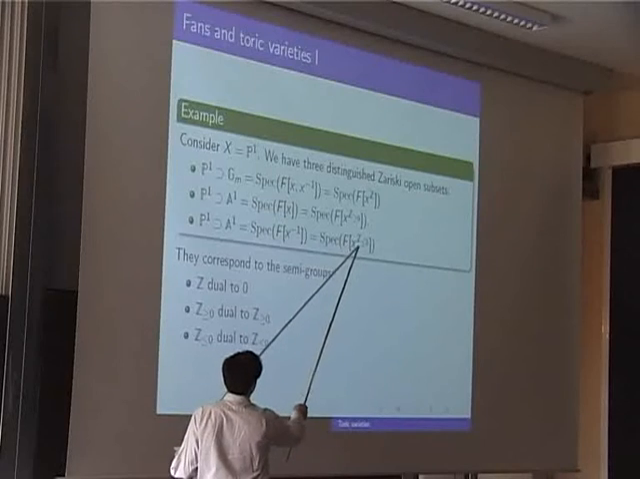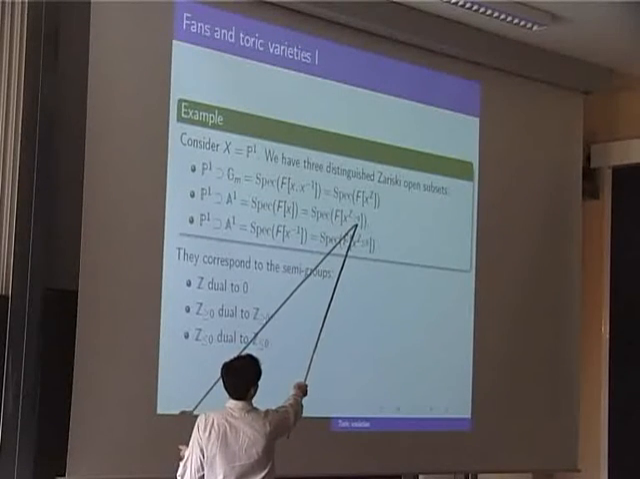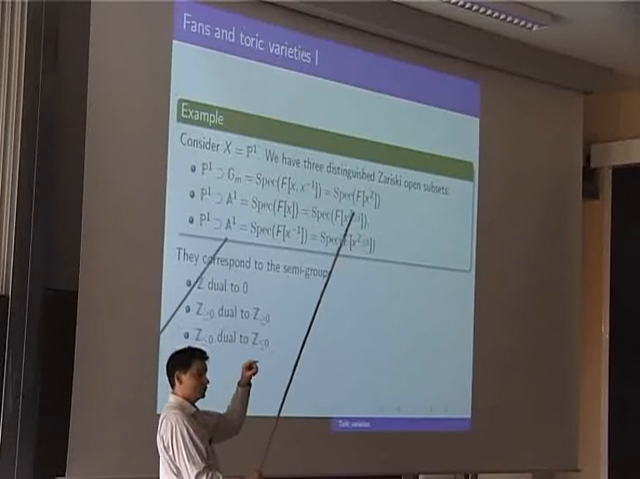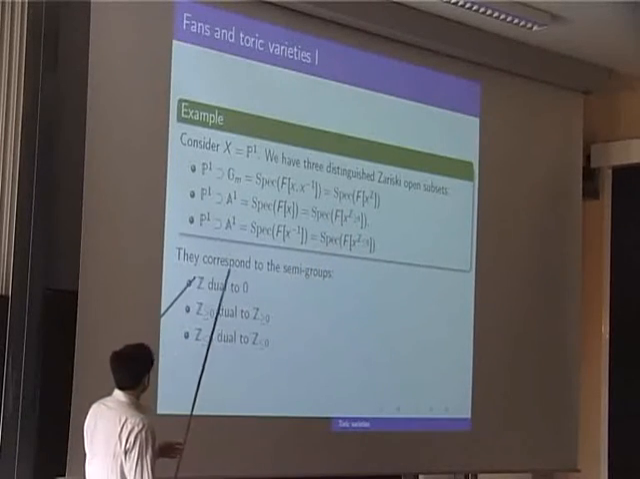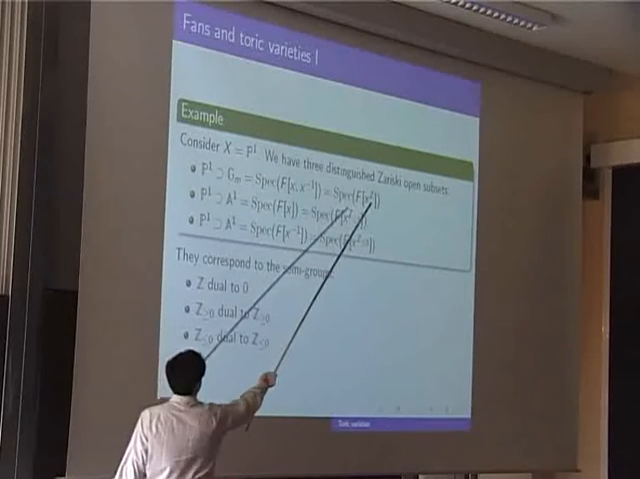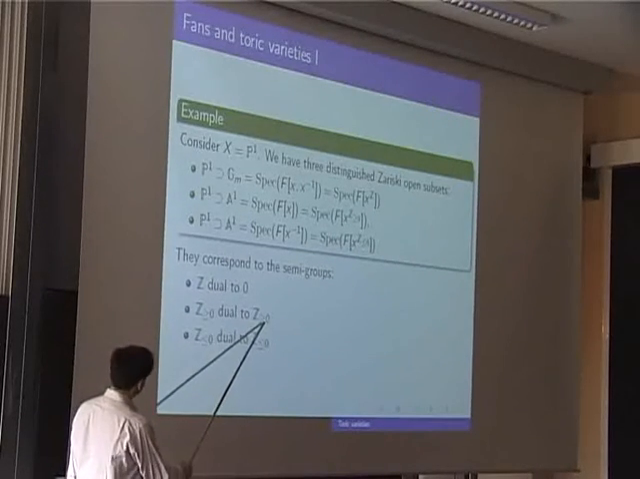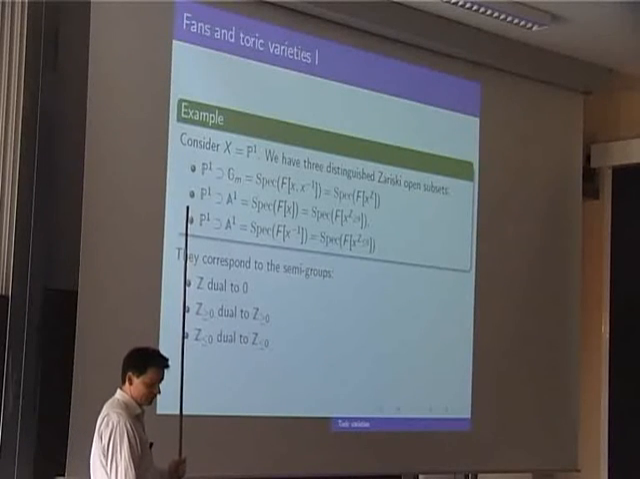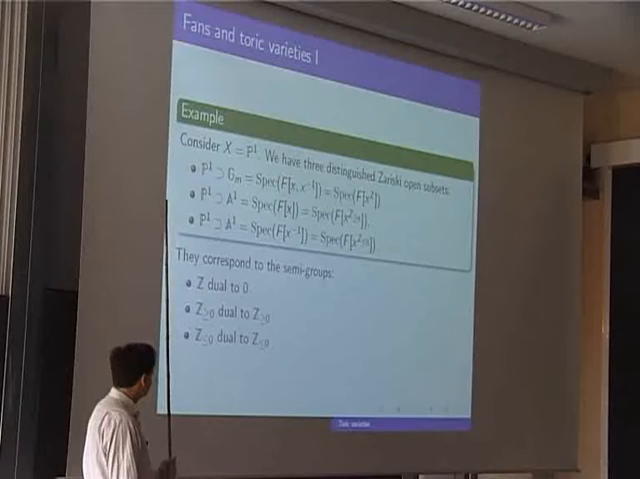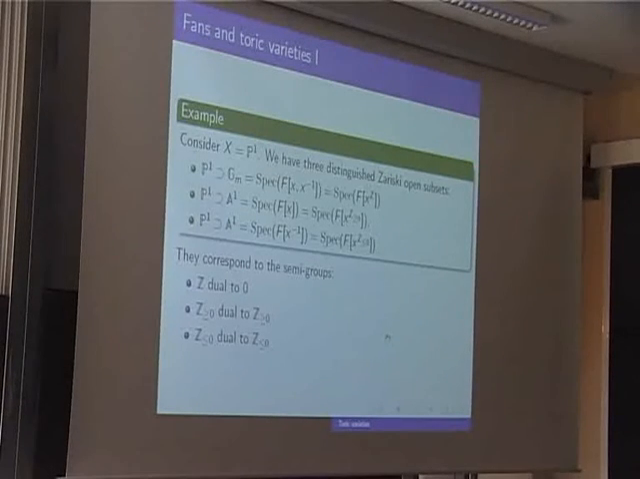So maybe I don't want to write the x here, I just write f of z greater than 0, but keeping in mind that actually I'm only talking about monomials and the corresponding exponents of the monomials. So you have z, which is dual to 0, and you have z greater than 0 dual to this, and this dual to that. So you have 3 semigroups, and okay, so maybe I just make a picture.